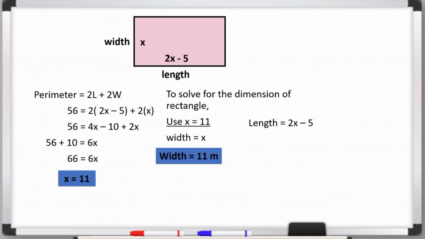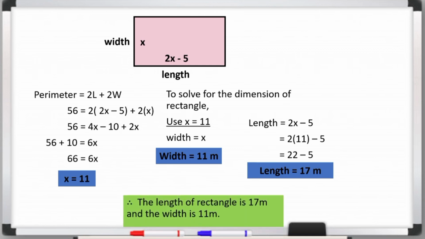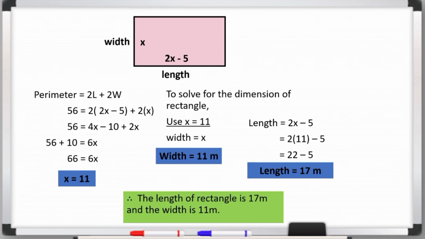Then length equals 2x minus 5. 2 times 11 minus 5 equals 22 minus 5. Length is 17 meters. So, in the problem, what are the dimensions of the rectangular parcel? Therefore, the length of the rectangle is 17 meters and the width is 11 meters.